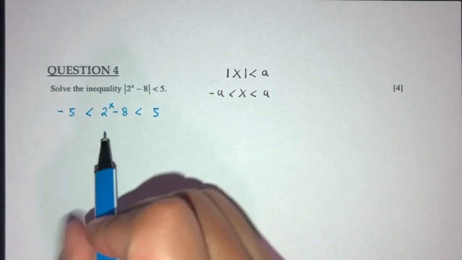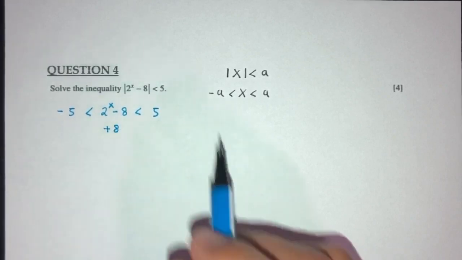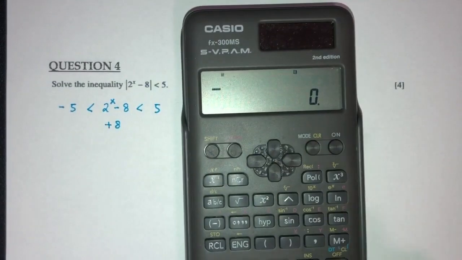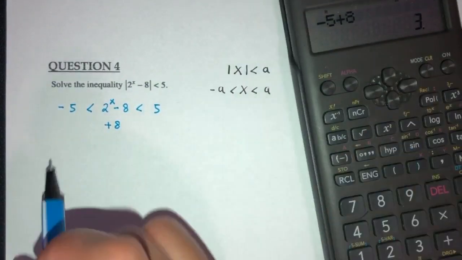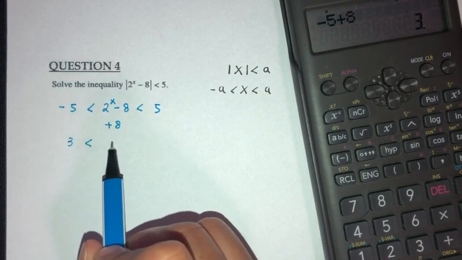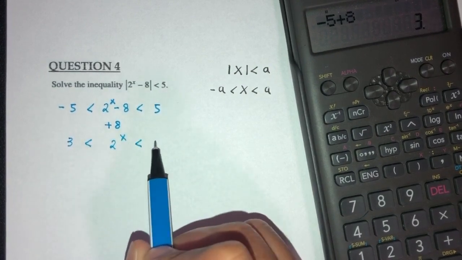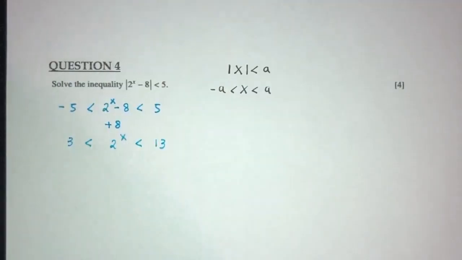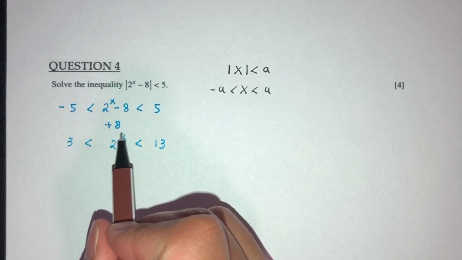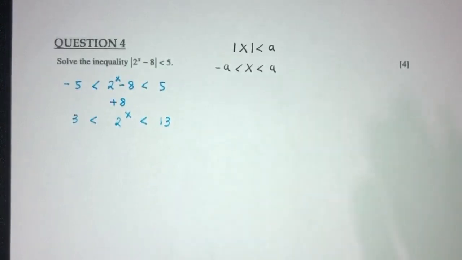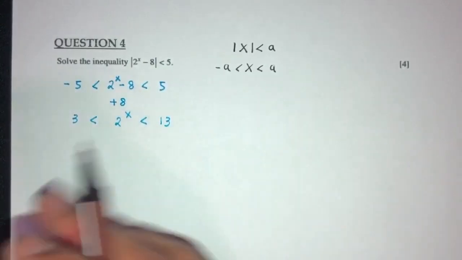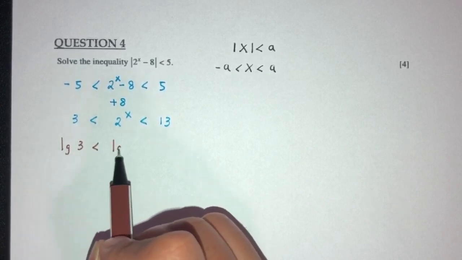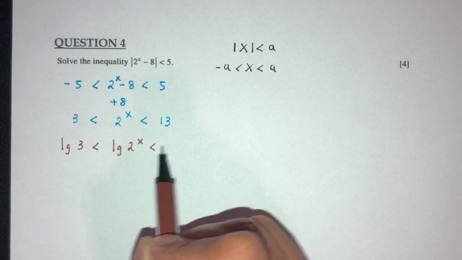Now we have to remove the 8, so we plus 8 everywhere. Minus 5 plus 8 will be 3, so we have 3 here, less than 2 power x, less than 13 right here. Now the x is a power. We want to bring it down. We apply log or ln, it doesn't really matter, on all sides. You have log of 3, log of 2 power x, log of 13.